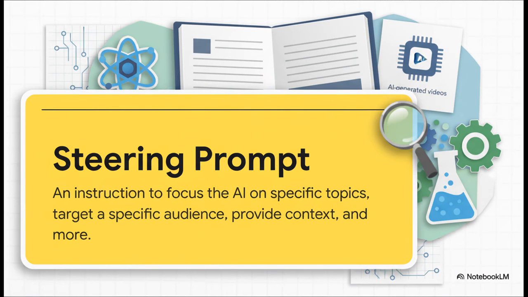Now, this is probably the most powerful feature. It's called the steering prompt. This is your chance to give the AI specific instructions. You're the director here. You can say things like, hey, make this for 9th graders, or focus on the experimental setup and ignore the history part. It's how you make sure the video is laser-focused on your learning objectives and perfect for your specific students.